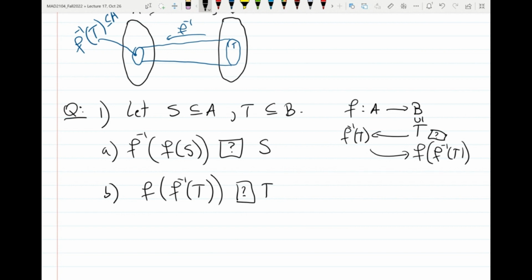Subset of B. Why? Because you're pushing it forward now. Exactly. You started at B, you put it back to A, and then you push it forward to B again. You understand this? So now the question is, in the first one, with this pushing and pulling, do we lose something? Or do we gain information? Or do we just have the same thing? Do we come back exactly how we started? Okay? That's the kind of thing that we want to answer.